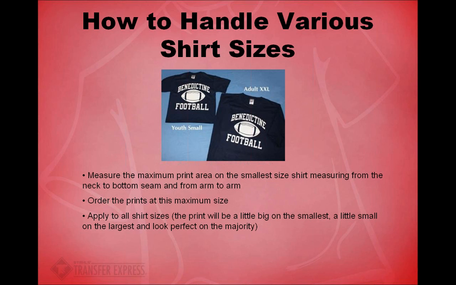The print will be a little big on the smallest and a little small on the largest, and they will look perfect on the majority. As you can see in that picture, that's an adult XXL shirt and a youth small. It does look pretty big and bold on that youth small, and it looks slightly smaller on the adult XXL, but they still look good. More than likely, when you hand them to your customer, they're not going to notice that slight difference because it's still a big, bold image area.